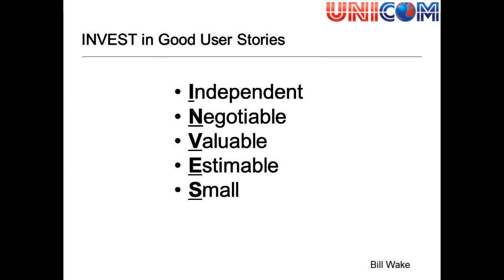And small enough to be completed in one iteration. User stories mustn't span multiple sprints, so we must be able to break those down to be able to consume them in one iteration. And testable. All stories must be tested before being considered done. So they must be testable.